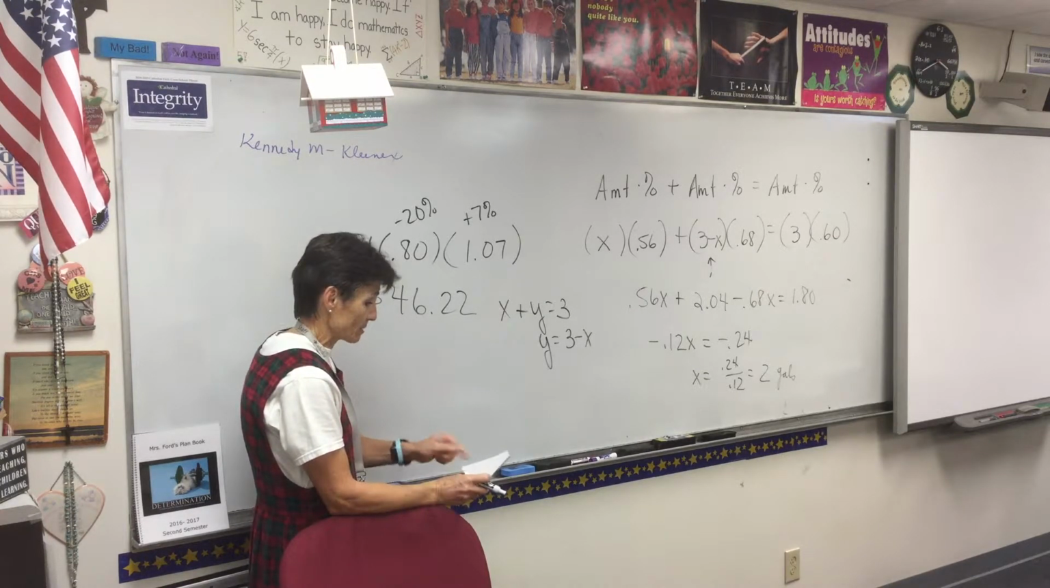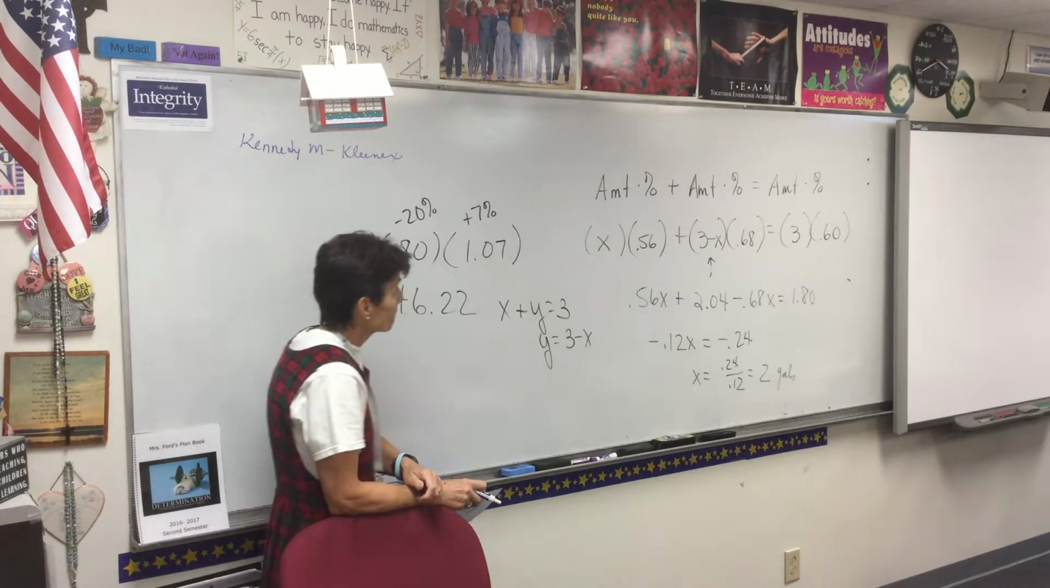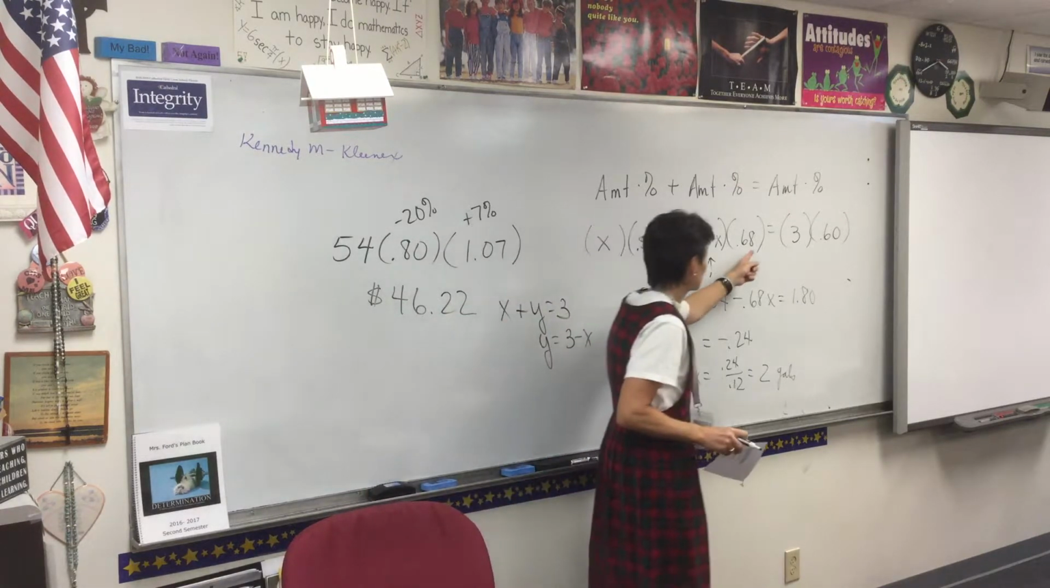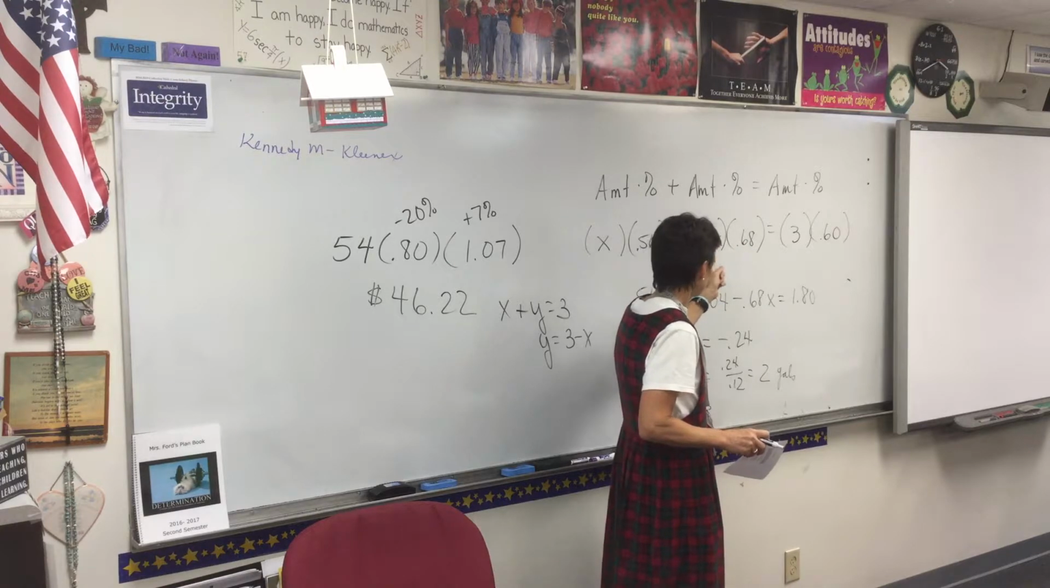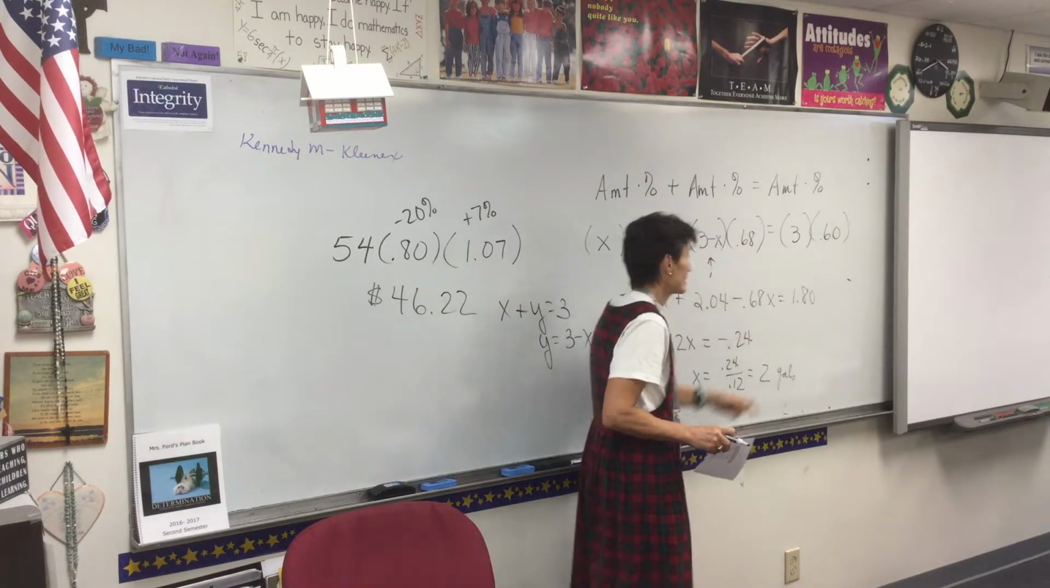All right, there's a little bit of room on the paper still. Evan? I distributed here. This is a distribute. Oh, okay. So you gotta take 3 times 0.68. That's a parenthesis. You have to distribute the 0.68.